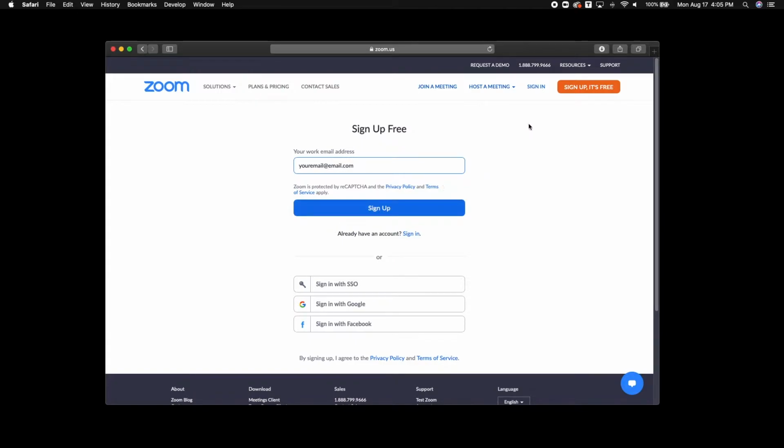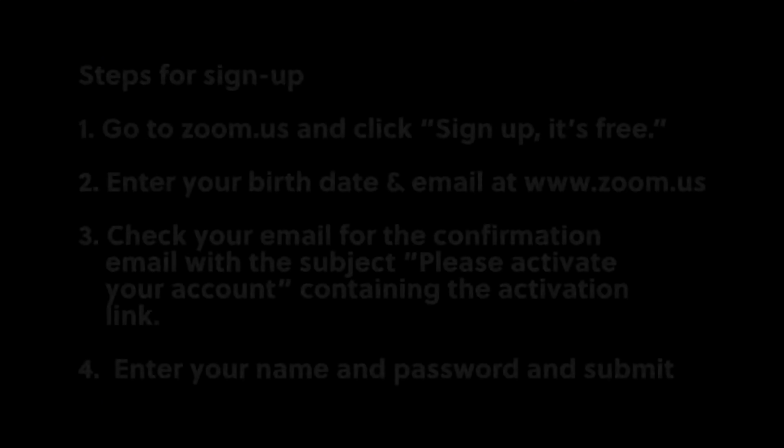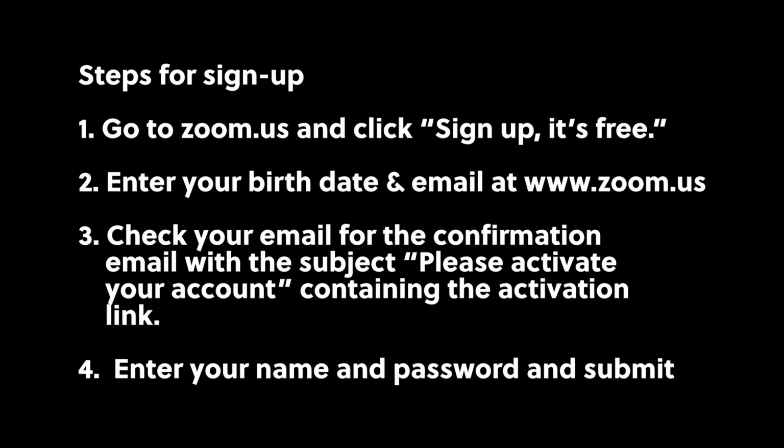Now, like I said, I already have an account. Once you click sign up, after you enter your email here, you should see a confirmation page with the email that you entered. Then check your email for a confirmation email from Zoom with the subject, please activate your account. Click the button or the link in the email to activate your account, and that activation link will take you back to the Zoom website. It should bring you to a confirmation page where you'll be asked to enter your name and password, and then you hit enter, and congratulations, you're ready to use Zoom.